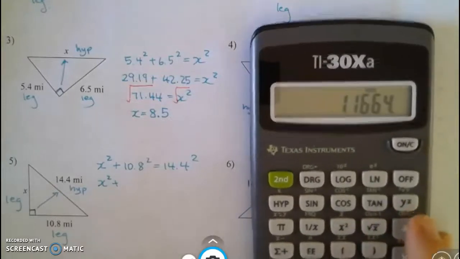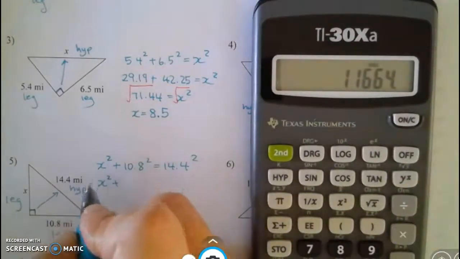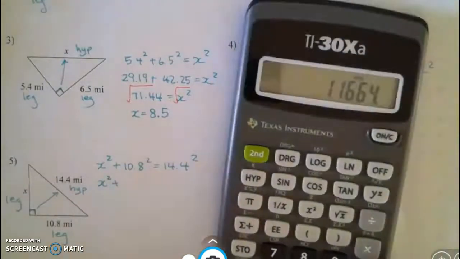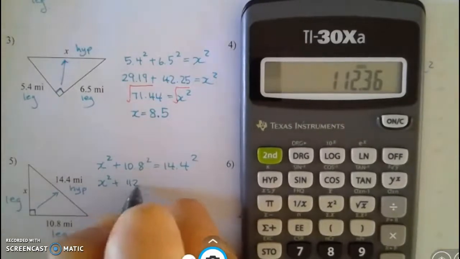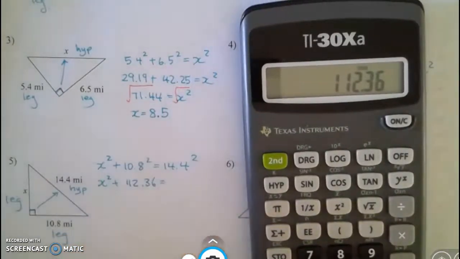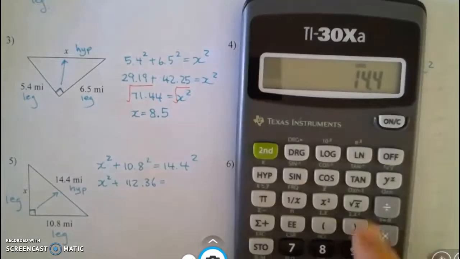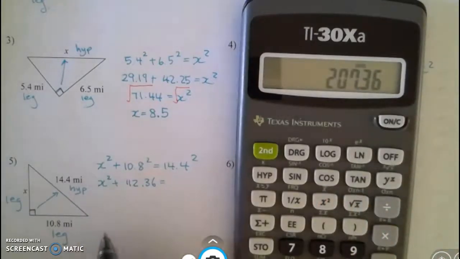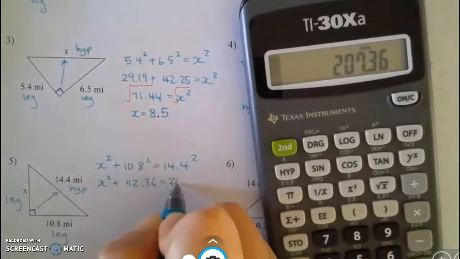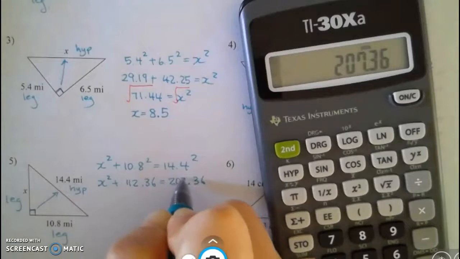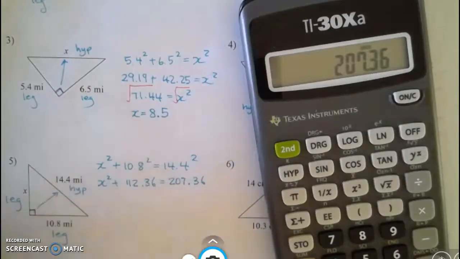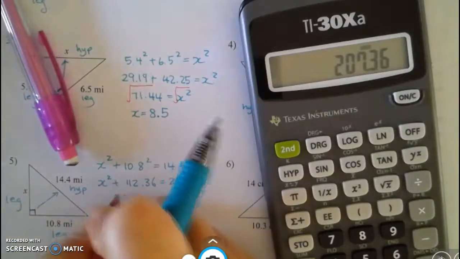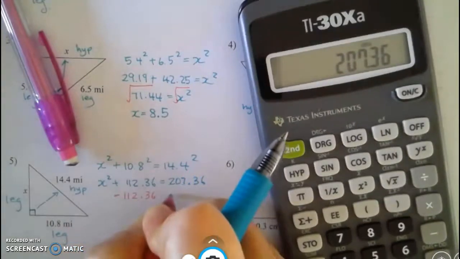10.8 squared is... one sec, that does not look right. 10.6 squared is 112.36, is equal to 14.4 squared, which is 207.36. Okay, I don't want x squared plus some number to be equal to that, so I need to get rid of this. How do I do that? I am going to subtract 112.36 from both sides.